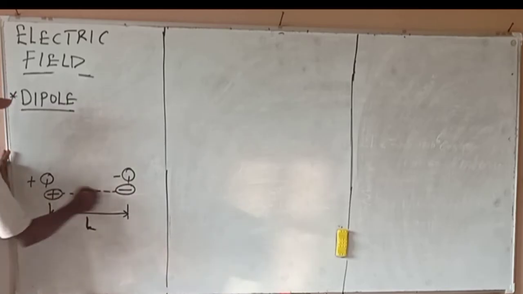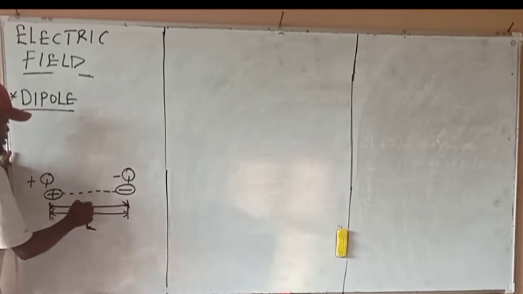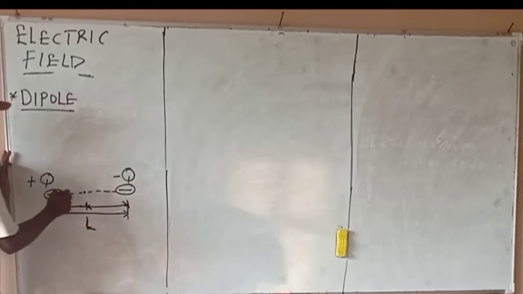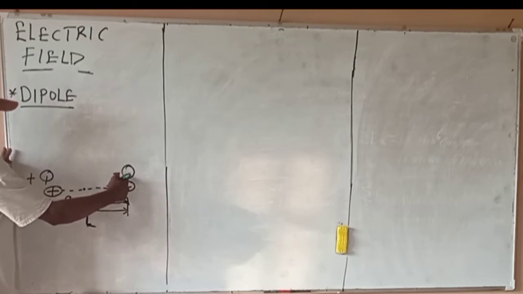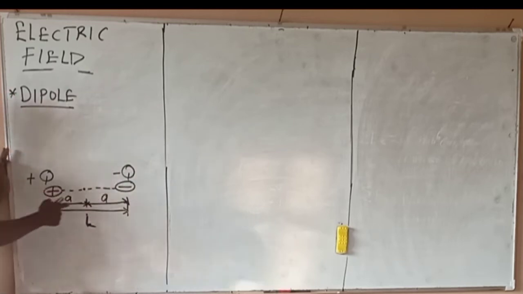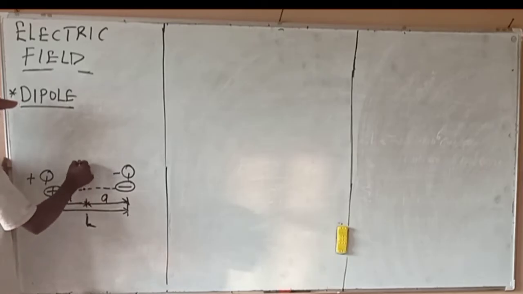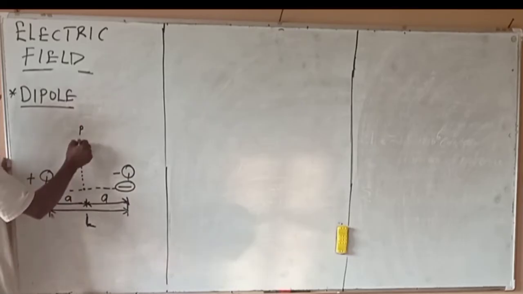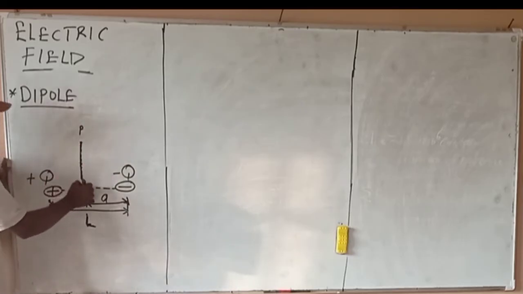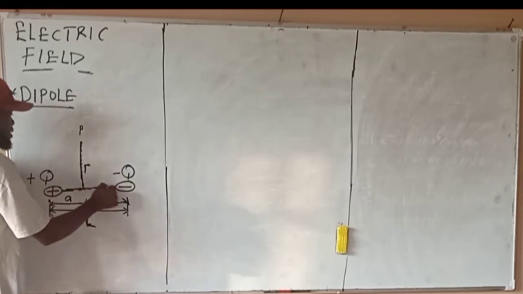Then this is the line of action of these two charges, and we're going to have the midpoint of the dipole. Now the distance from each charge to the midpoint, let me call it a. Now I can ask you to look for something. Number one is the electric field at a perpendicular distance r. Let me call this point P. So that distance r from this midpoint, we call a perpendicular distance r.